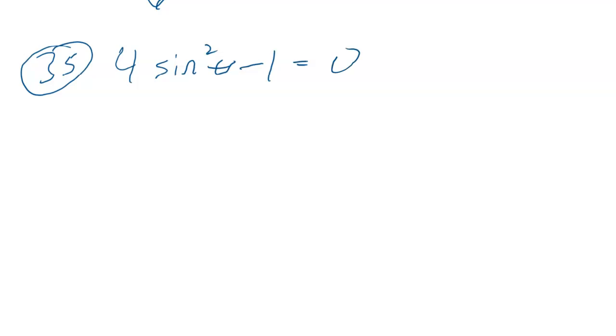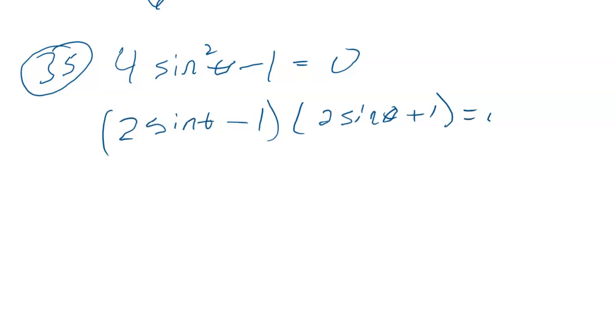Number 35. 4 sine squared theta minus 1 equals 0. What? We just did this. Am I going mad? 2 sine theta minus 1, 2 sine theta plus 1 equals 0. Set each one equal to 0. Sine theta is equal to 1/2. Sine theta is equal to negative 1/2. I'm not particularly happy with the set of problems we have here, but we'll go with it for now.